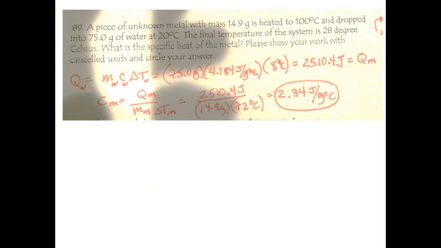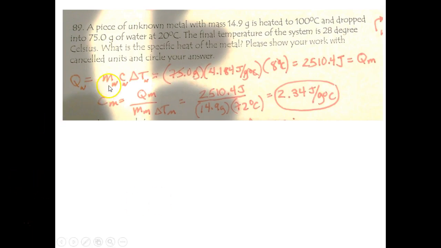Problem 89, a relatively challenging problem. This is a calorimetry problem. You got some unknown metal, it's 14.9 grams. You heat it up to 100 by putting it in boiling water, no doubt, and you drop it in 75 grams of room temperature water, and it goes up 8 degrees.